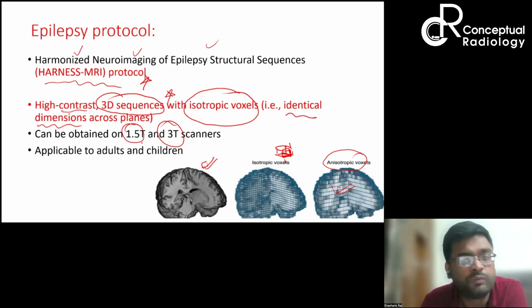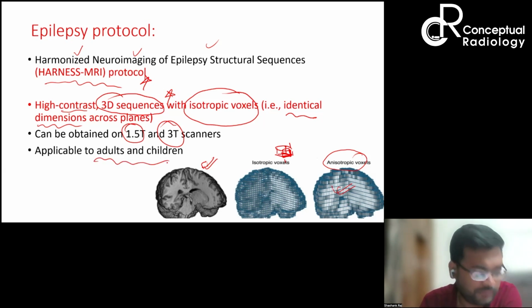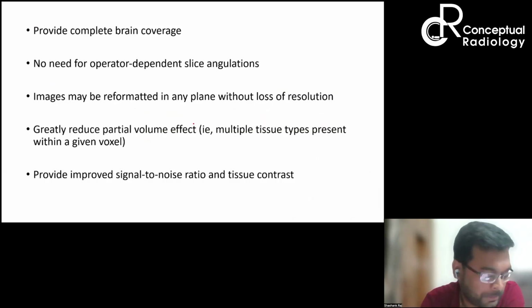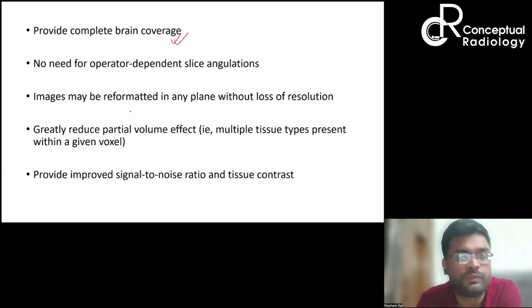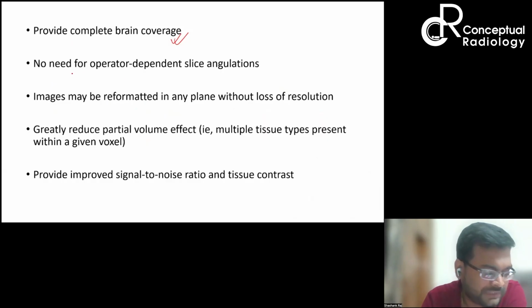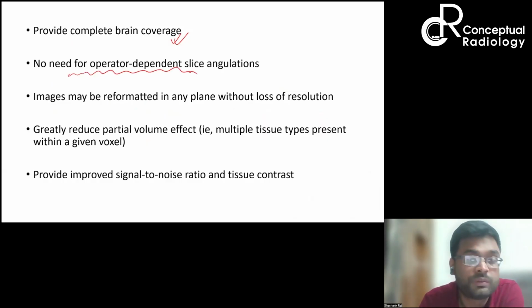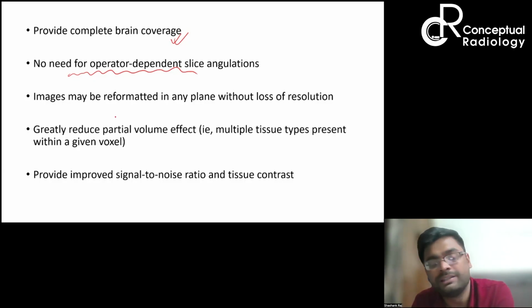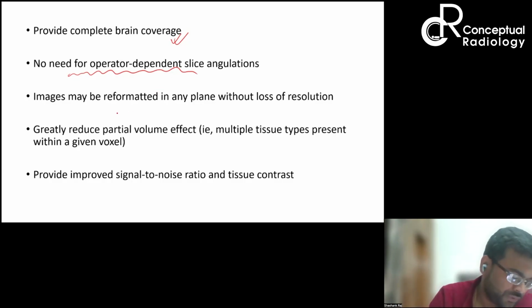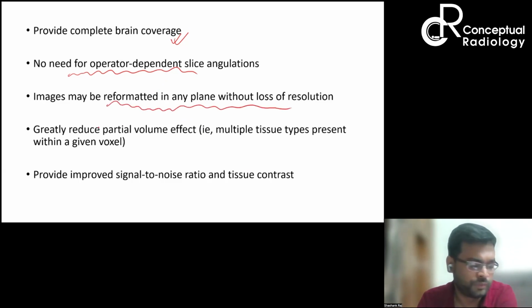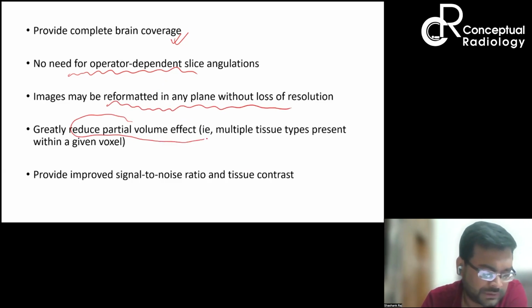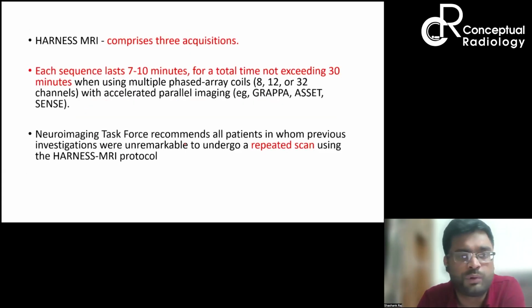You can acquire it on 1.5 Tesla or 3 Tesla, but 3 Tesla is obviously preferred, right? And this protocol can be used in adults as well as children. The basic thing is that you need complete brain coverage, because it is a 3D sequence. We don't depend on operator-dependent slice angulations, because for imaging of the hippocampus, as we'll discuss subsequently, we need to obtain oblique coronal planes. Because of the 3D image, you can generate it by yourself. It can be reformatted in any plane without loss of resolution, and there will be reduction of partial volume artifacts. So these are the advantages of the HARNESS protocol.